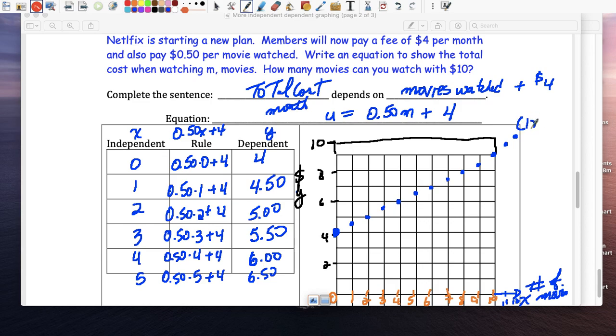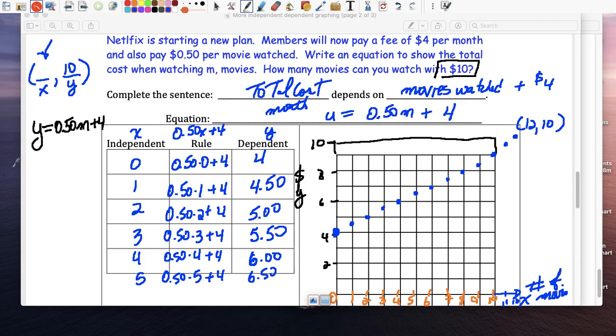So when I spend $10, I can actually watch 12 movies. Not the preferred way of doing this. What you can actually do is go back to the equation. Y equals 0.50 per movie plus the $4 monthly fee, and we can just substitute. So if you had $10, how many movies can you watch? Well, this is what they're saying right now, that your Y value, which represents the total, is $10. How many movies did you watch?